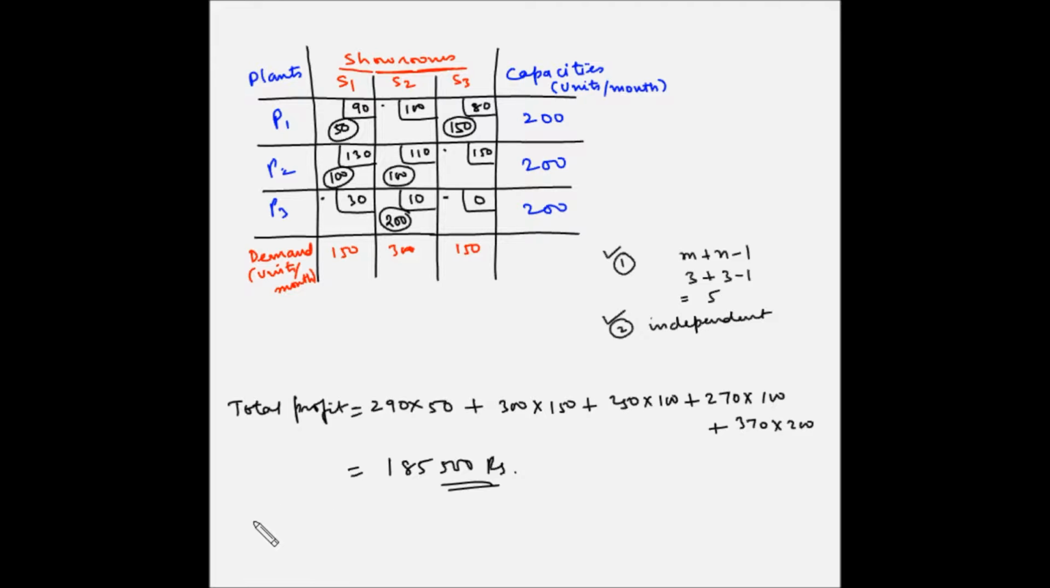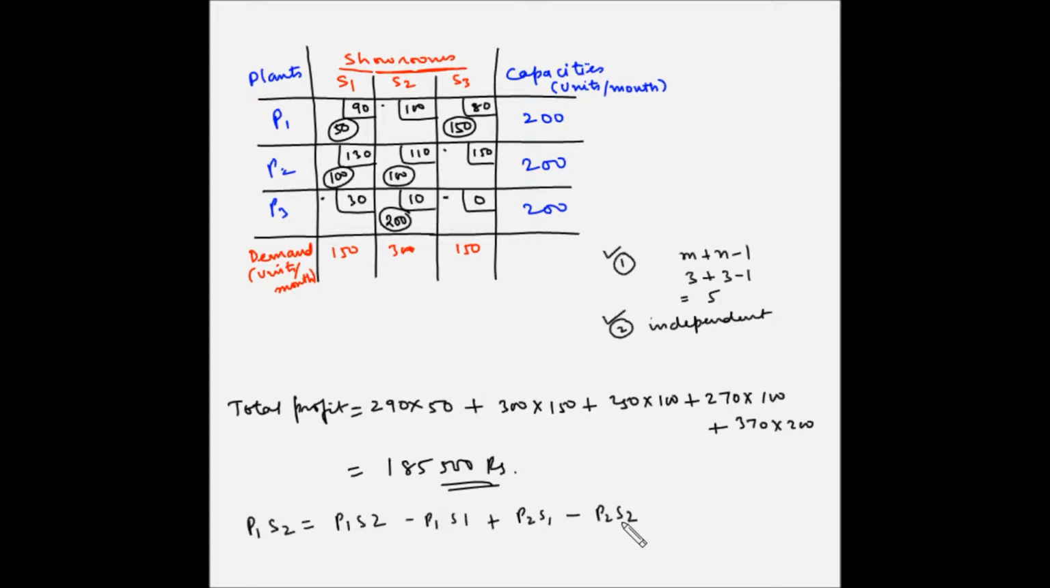The first water square is P1S2. So for P1S2, the closed loop can be P1S1, P2S1, P2S2 and then back to P1S2. So P1S2 to P1S1 to P2S1 to P2S2 and then back to P1S2. Now next step is to assign alternate plus and minus sign on the closed path, starting with a plus sign on the water square. So this is plus, minus, plus and minus.